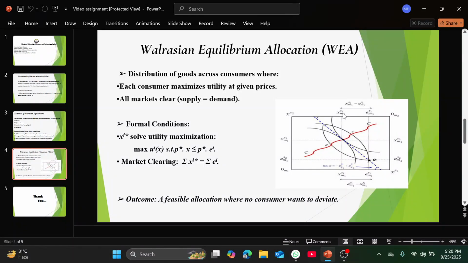the second person's total consumption is OM2 to XM2. That is the aggregate excess demand, and that is the aggregate excess supply. Finally, person 1's excess supply equals person 2's aggregate demand. That is the Walrasian equilibrium allocation.